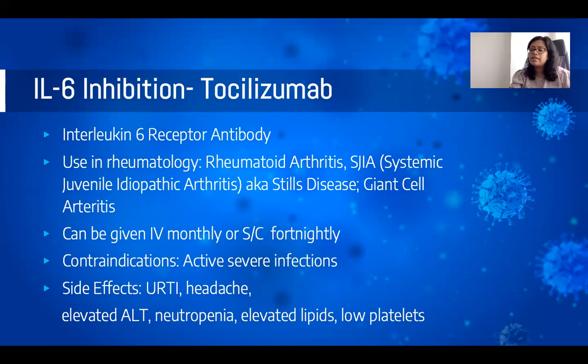Tocilizumab is given intravenously or subcutaneously. I've written here contraindications: active severe infection. What I mean by this is in the rheumatology cohort, if a patient with rheumatoid arthritis on tocilizumab is admitted to hospital with a bacterial pneumonia, we stop the tocilizumab, because at that point in time the thinking is that it's the pneumonia that's driving them to become unwell rather than a dysregulated immune system. The side effects of tocilizumab: upper respiratory tract infections, headaches, elevated ALTs.